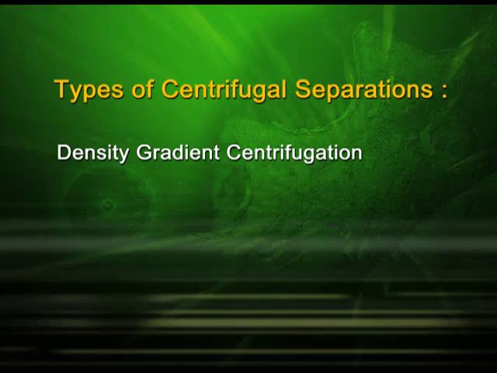Now, let us discuss the second type of centrifugal separation, that is density gradient centrifugation. In density gradient centrifugation, a density gradient media is placed inside the centrifuge tube. Example for density gradient media is sucrose or cesium chloride. That is, different concentration of sucrose solution is made and heaviest density layer is placed at the bottom of the centrifuge tube and the lightest density layer is seen at the top. Now, inside the centrifuge tube, you are going to put your sample.